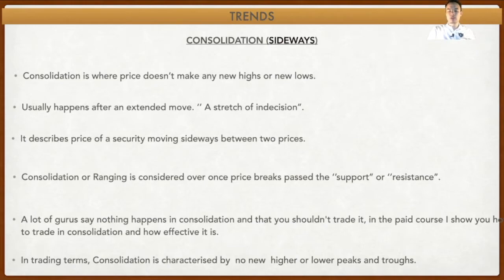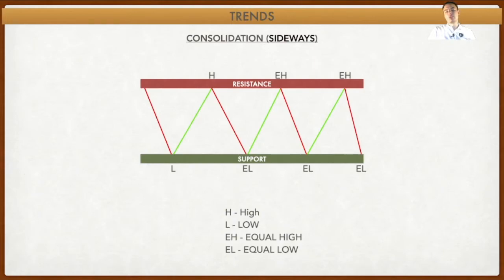In trading terms, consolidation is characterized by no new highs and no new lows, the peaks and the troughs. So, as you can see, price makes a low, makes a high, okay? Equal low, equal high, equal low, equal high, equal low. So it's stuck between this resistance and the support basically, and price is going nowhere.